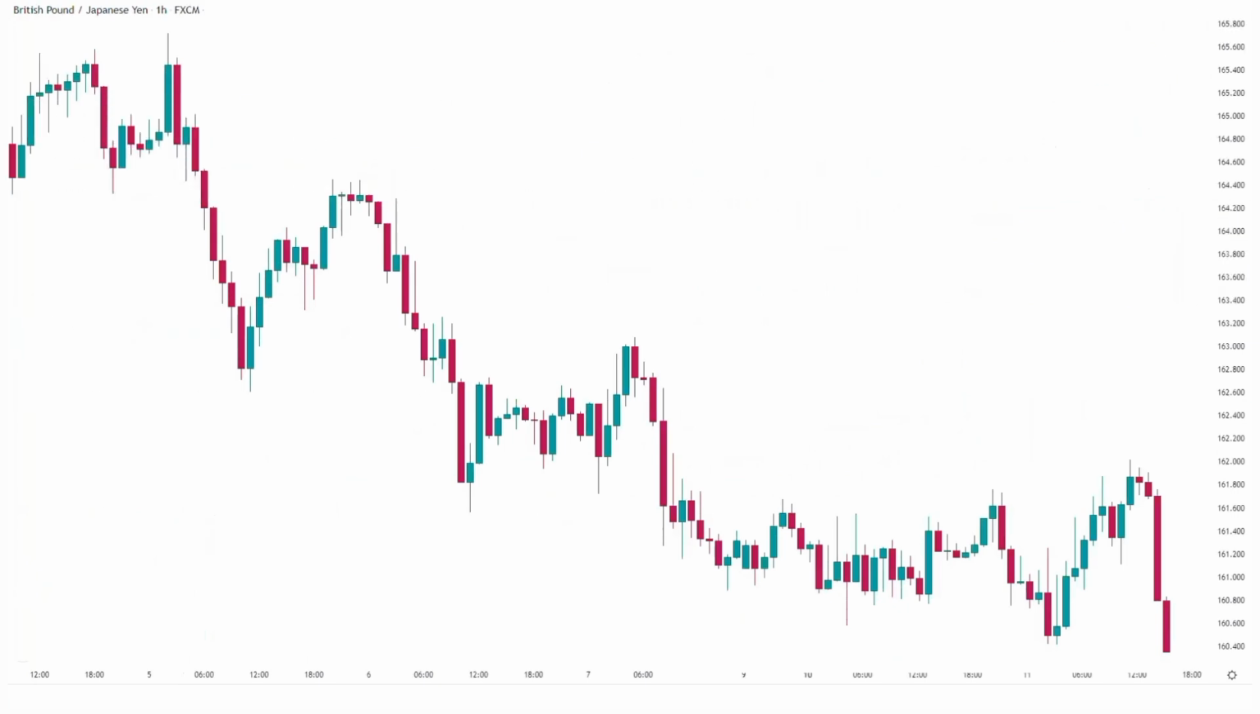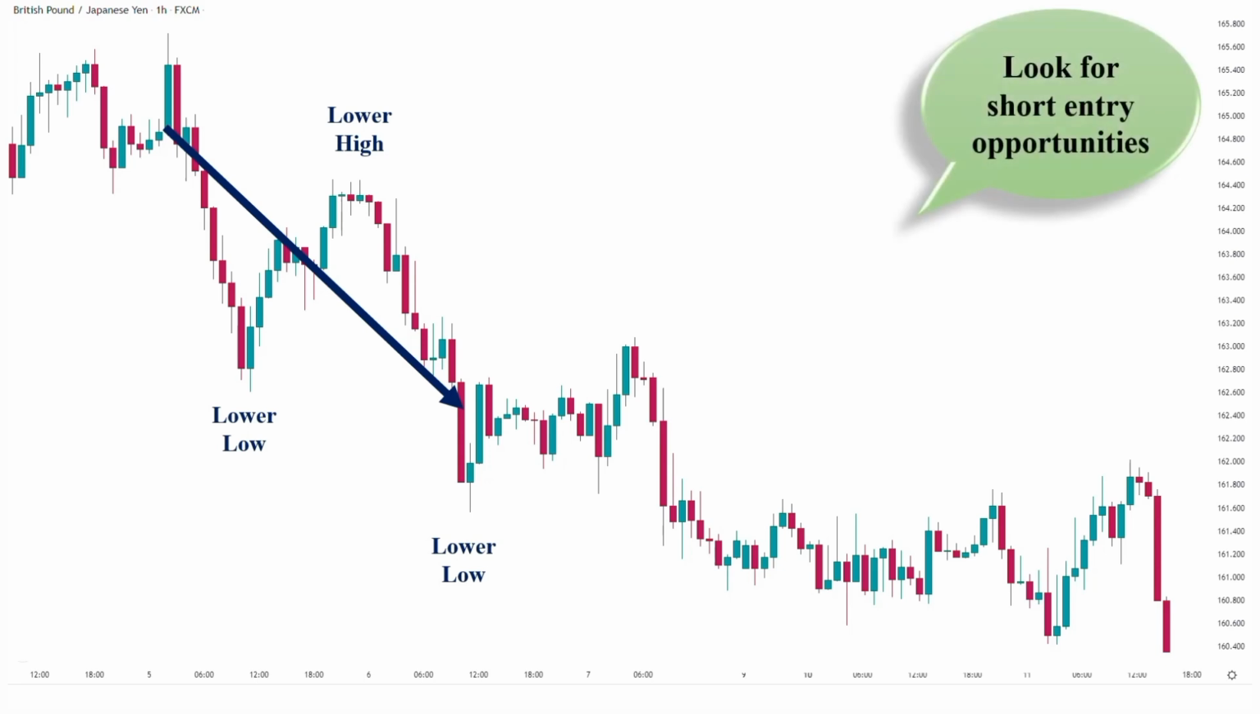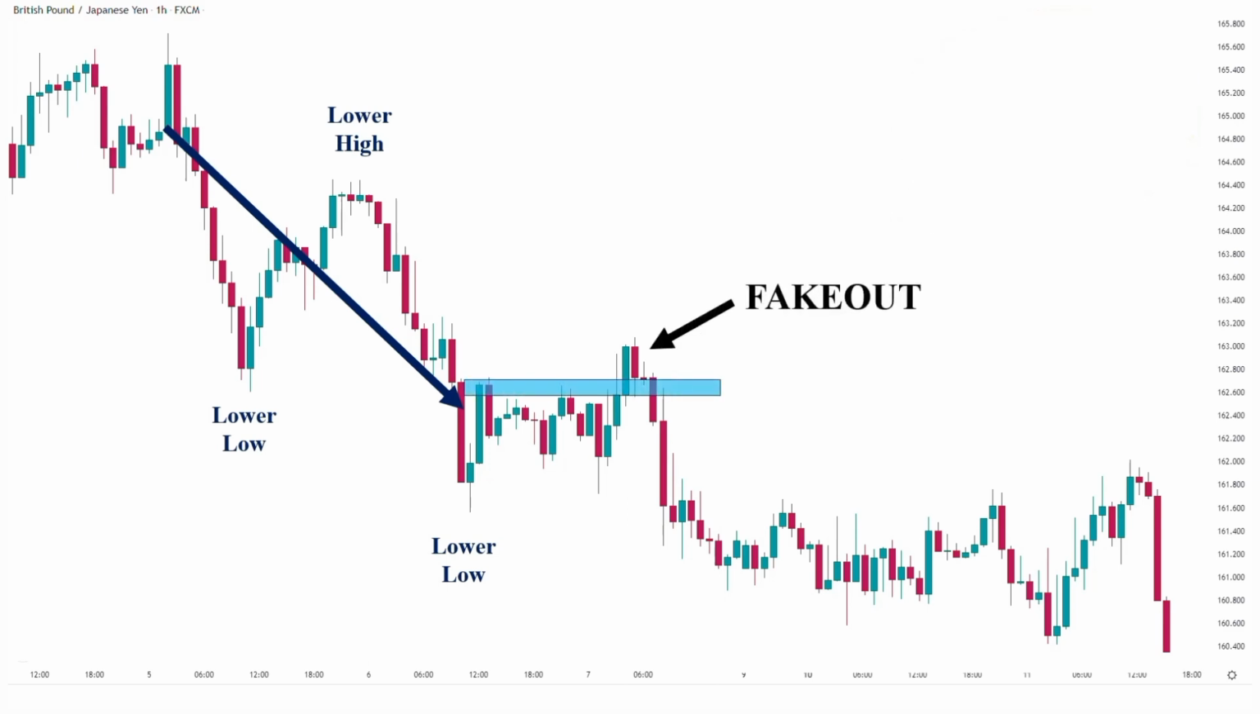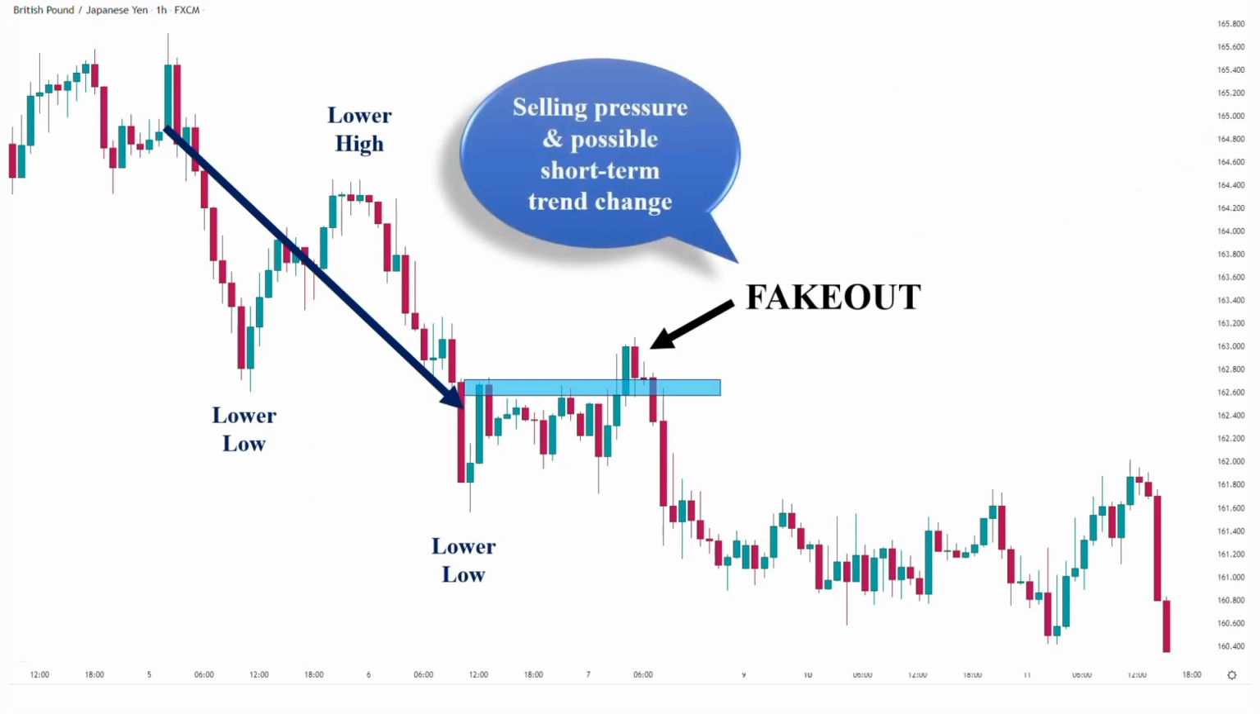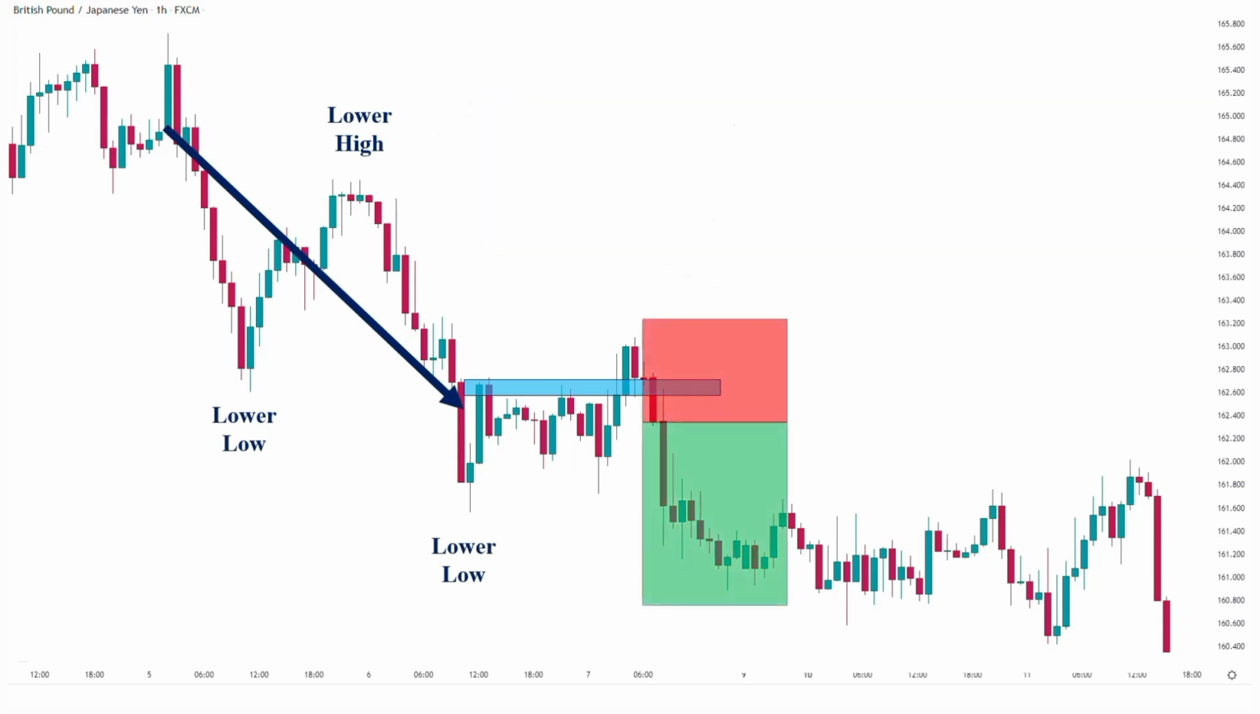Now, let's see another example in a bearish scenario. So here we have an obvious downtrend with a series of lower lows and lower highs. So we have a bearish overall bias and we will look for short entry opportunities. And then we can see that once again the market made a fake out by breaking this consolidation area to the upside and returning to it right after, which indicates selling pressure and can signal a possible reversal for the short-term uptrend. So here we will place a short entry after the close of the candle with our stop loss above the swing high.